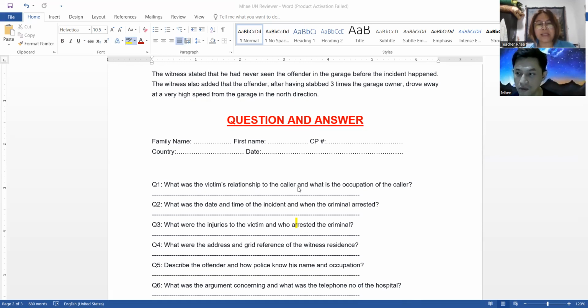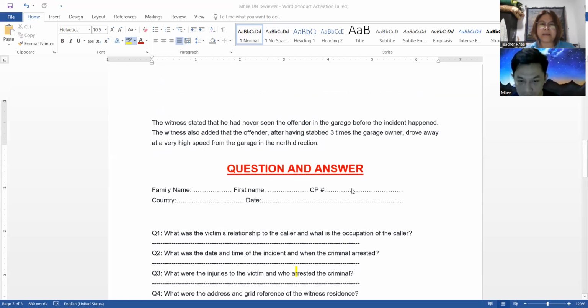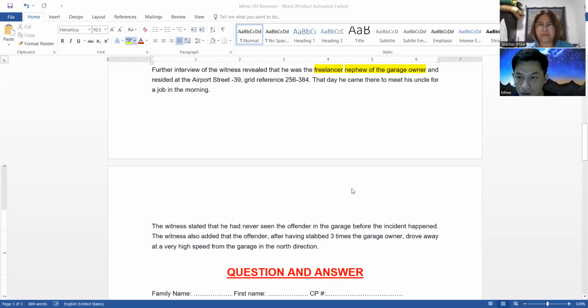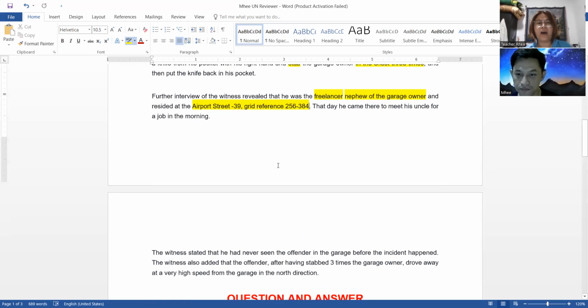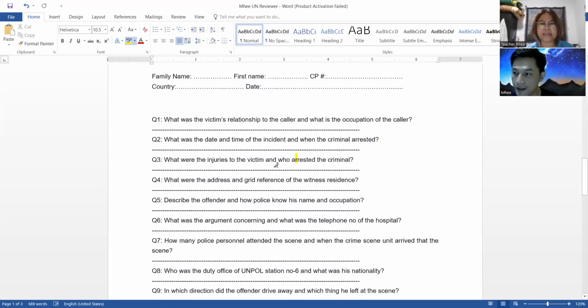So what were the address and grid reference of the witness's residence? The witness resides at the airport street. So this is where the witness lived, the address of the witness.